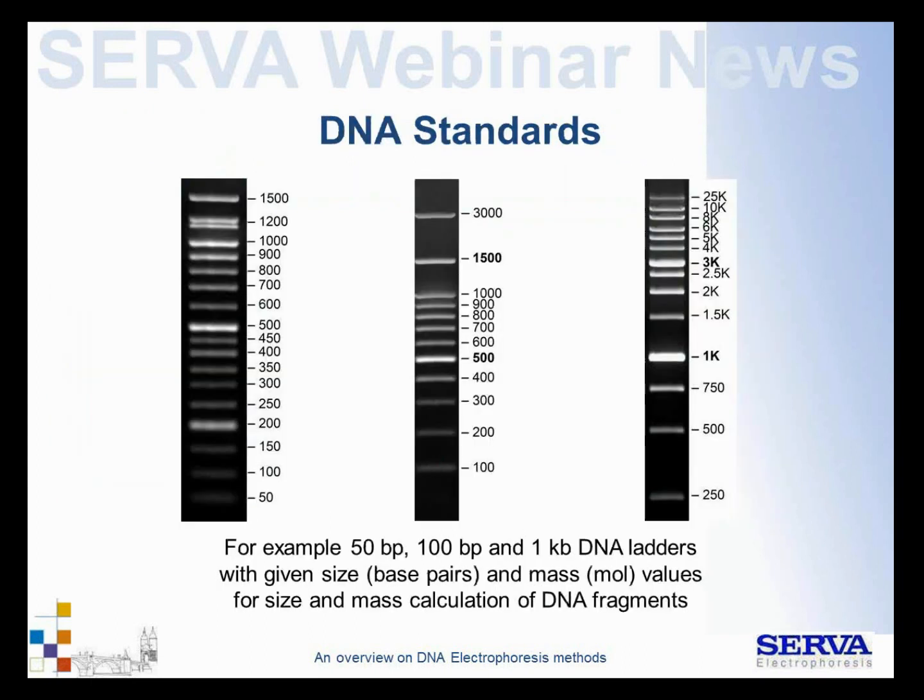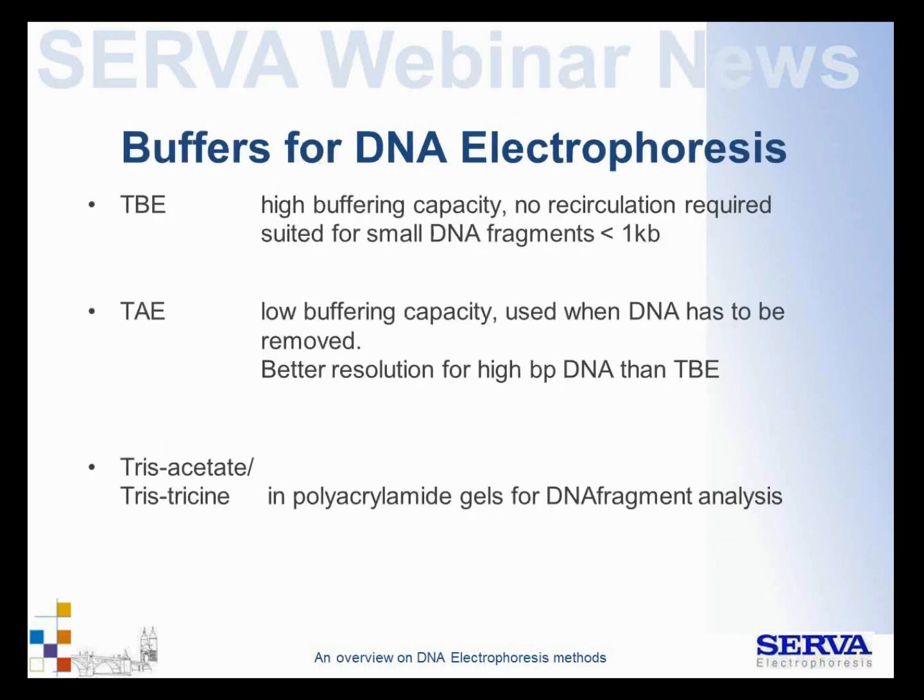In order to make it easy to interpolate the sizes of the fragments, you can co-run DNA standards. Here I show you 3 examples which are available from SERVA, and you will apply the one which fits best to the nucleic acid sizes you are looking for. Mostly people are using tris-borate EDTA buffers for nucleic acid separations. That's the standard. You have the TBE buffer in the gel as well as in the buffer reservoirs.